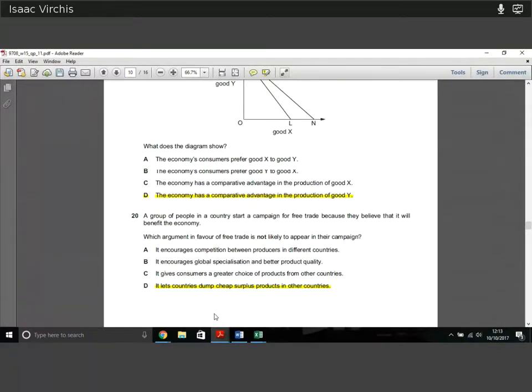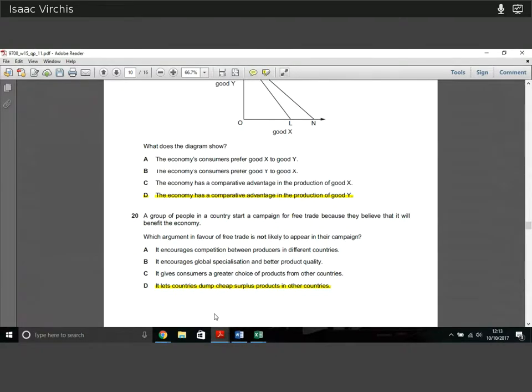So a group of people in the country start to campaign for free trade, against tariffs and costs imposed by the government on trade, and they believe it is better. Here is a simple question, just getting the concept. They've highlighted that these are all arguments about free trade and they're all true, but one of them is obviously going to be a negative, because they wouldn't want it in the campaign. A is that it encourages competition between producers in different countries. That's clearly positive. It encourages global specialisation and better product quality. Good thing. It gives consumers a greater choice of products from other countries.